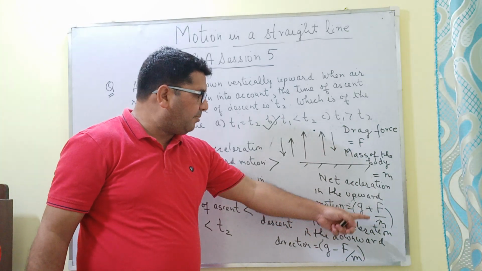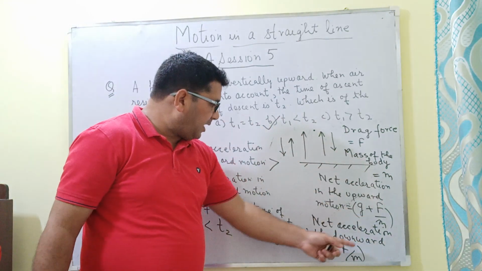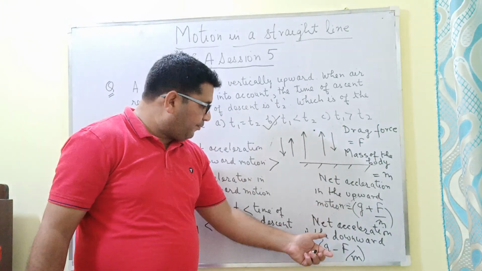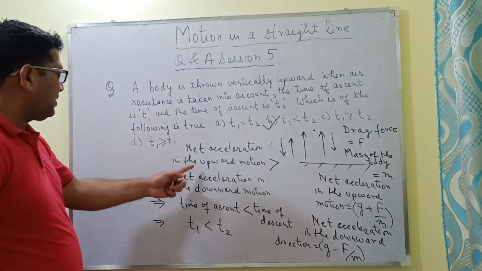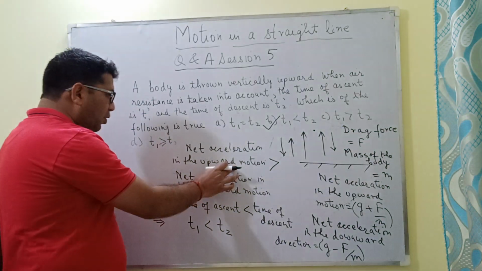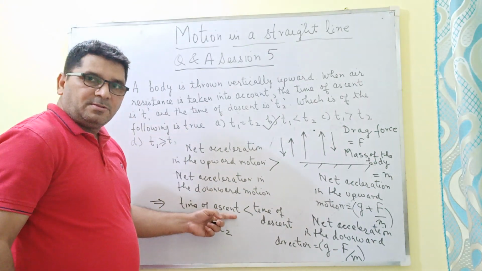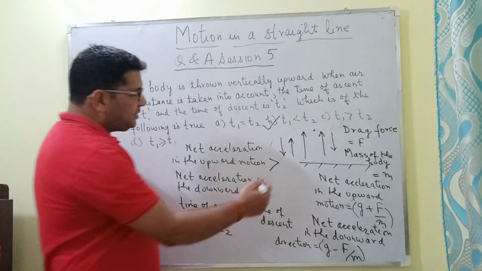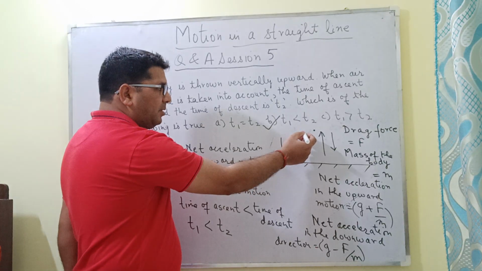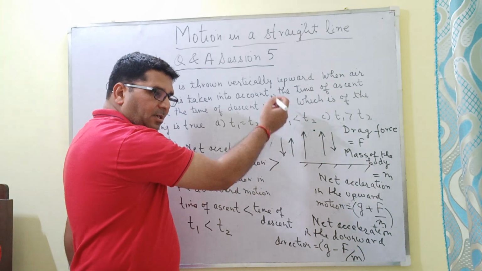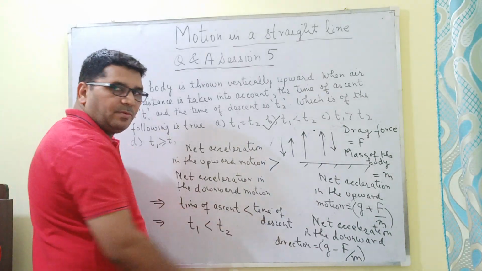So based on this concept, I was able to calculate the net acceleration in the upward direction, which was equal to g plus F by m, where F is the magnitude of the drag force or the force due to air resistance, and m is the mass of the body. And the net acceleration in the downward direction was equal to g minus F by m. Since the net acceleration in the upward direction is more than in the downward direction, therefore the time of ascent, which means the time taken by this body to reach the highest point during the upward motion, will be less than the time of descent.